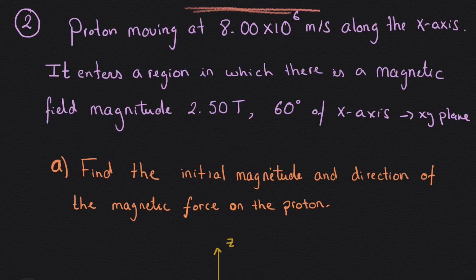Question number 2 tells us that we have a proton that is moving at 8.00 times 10 to the 6 meters per second along the x-axis. It enters a region where there is a magnetic field of 2.50 Tesla, 60 degrees off the x-axis in the xy plane. I'm going to draw this so that it can be a little bit easier to visualize. The first part is find the initial magnitude and direction of the magnetic force on the proton, and then we're going to calculate the proton's initial acceleration using Newton's equation.